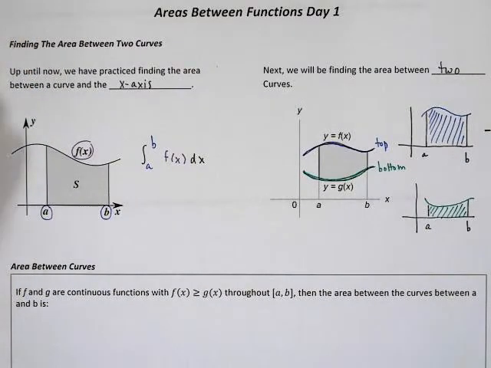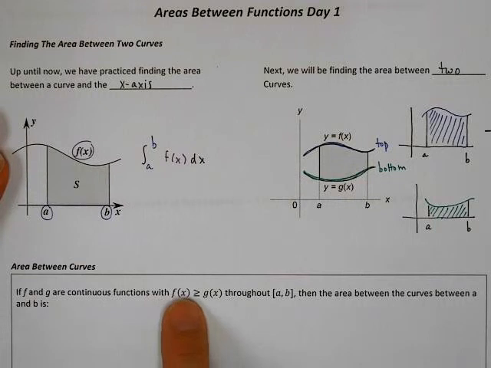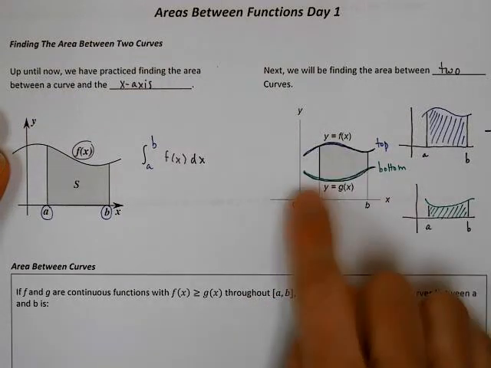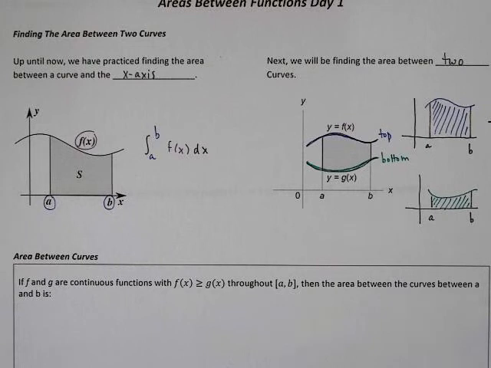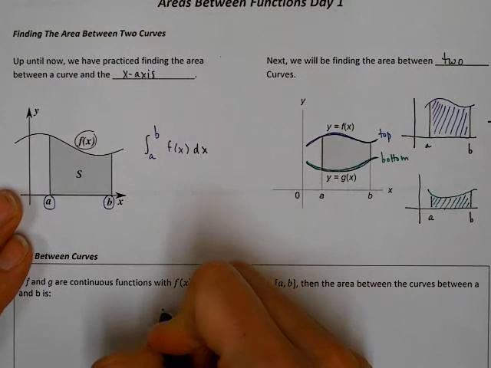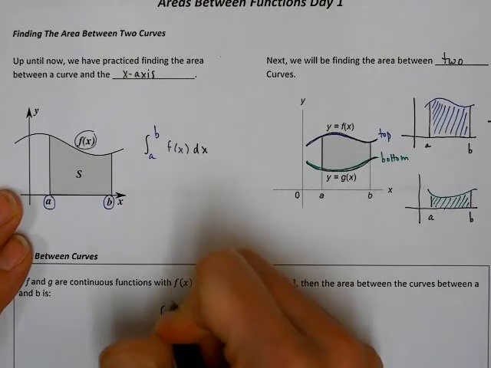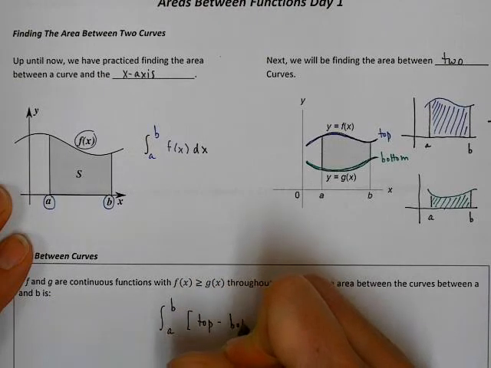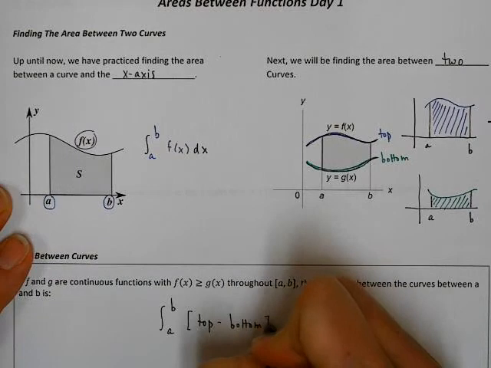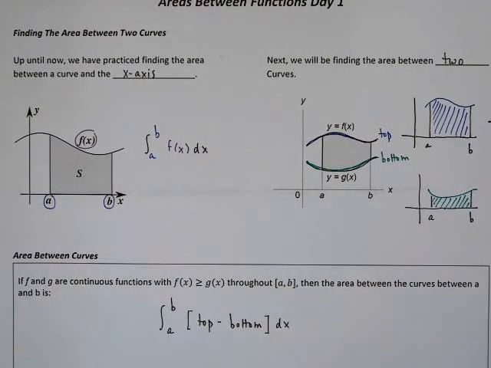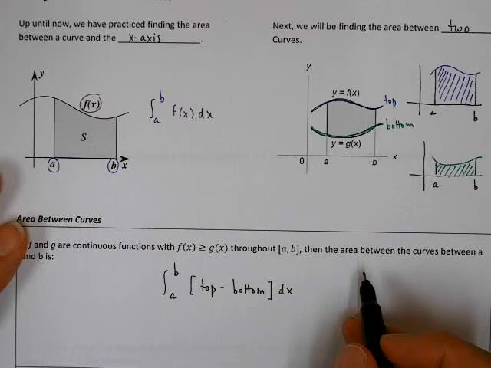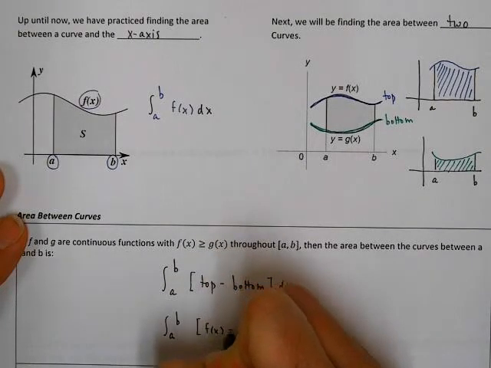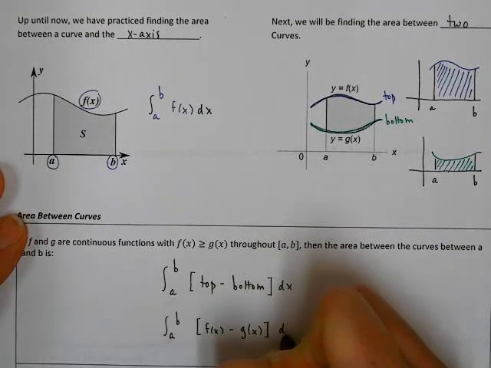And so the idea is if f and g are continuous functions with f of x greater than or equal to g of x throughout the interval from a to b, so in other words, y equals f of x is always on top, then the area between the curves between a and b, here's what we do. We take the integral from a to b, and for right now, just in general, what we do is we take the top minus the bottom, and we integrate that. So if I use my specific functions here, what we're going to have is a to b, and I integrate f of x minus g of x dx.